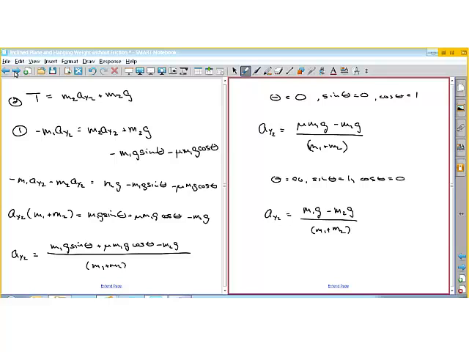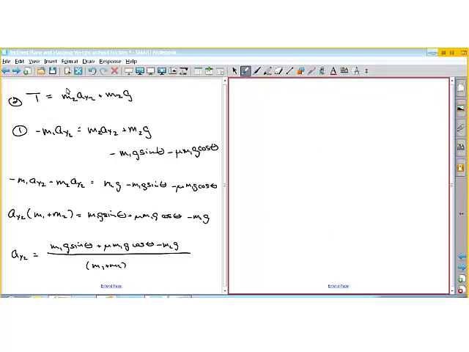So let's look at the case. Let's just plug some numbers in here. I don't think we actually ran a theta. So let's say theta equals 25 degrees. Mu is equal to 0.30. M1 equals 2 kilograms. M2 is equal to 5 kilograms. So the acceleration, again, should be between negative 9.8 and 0.